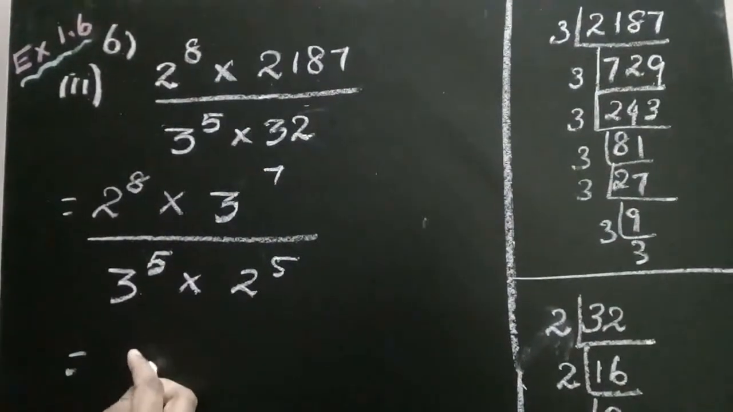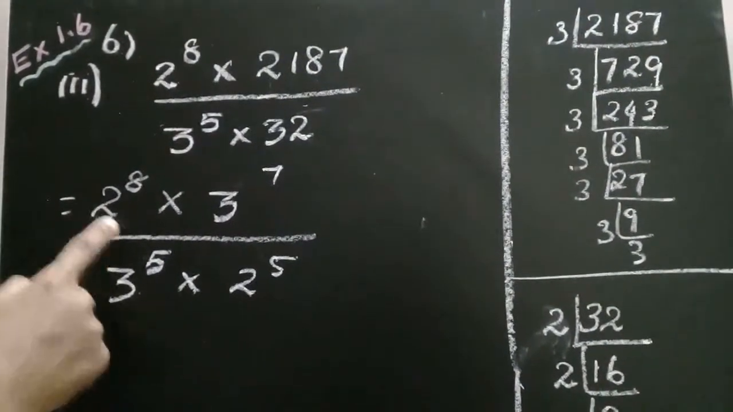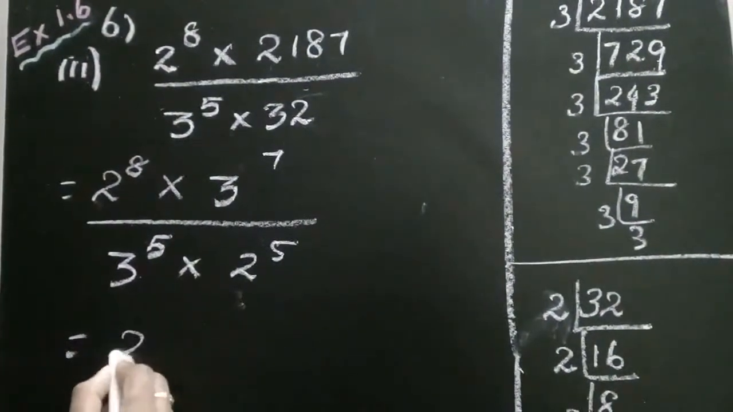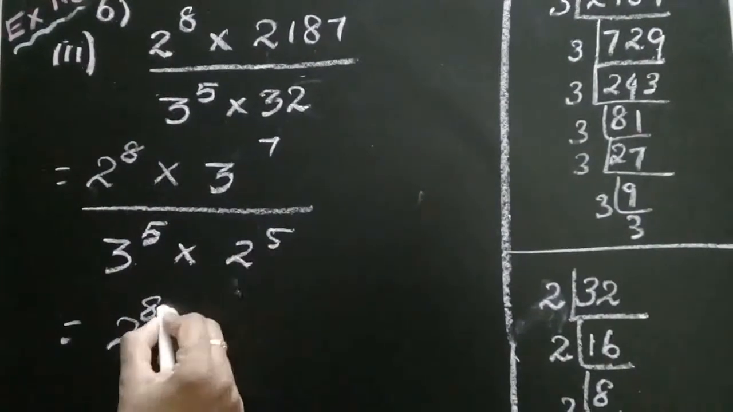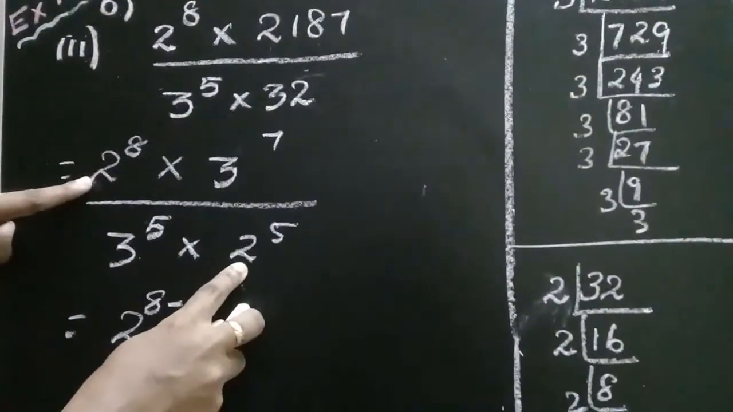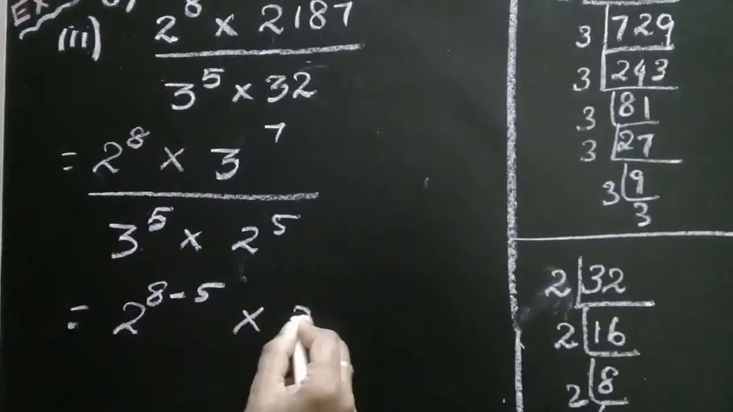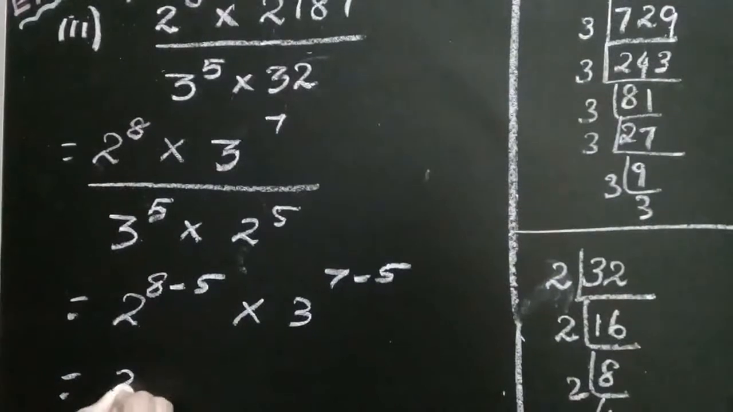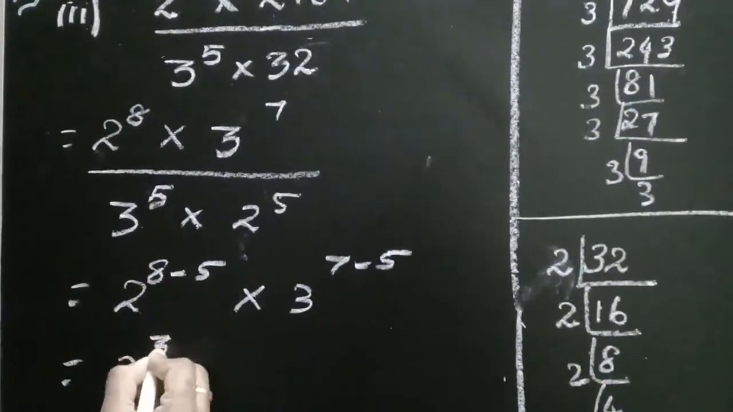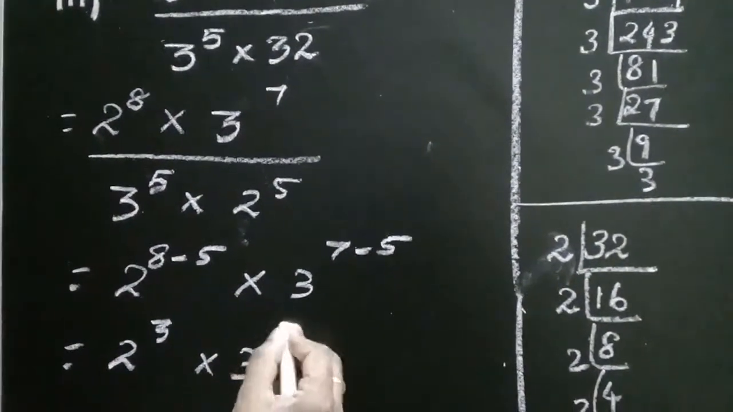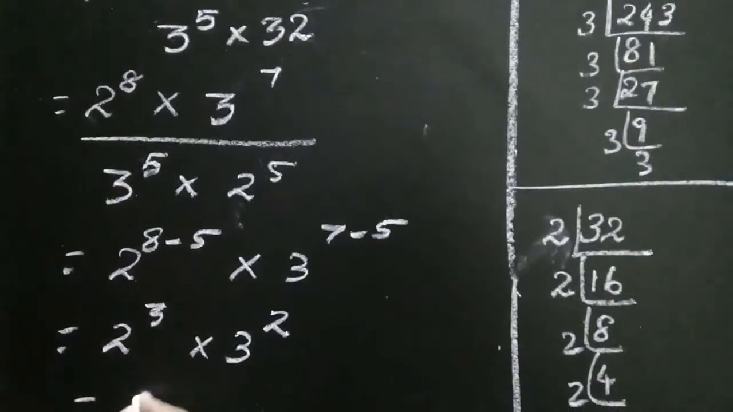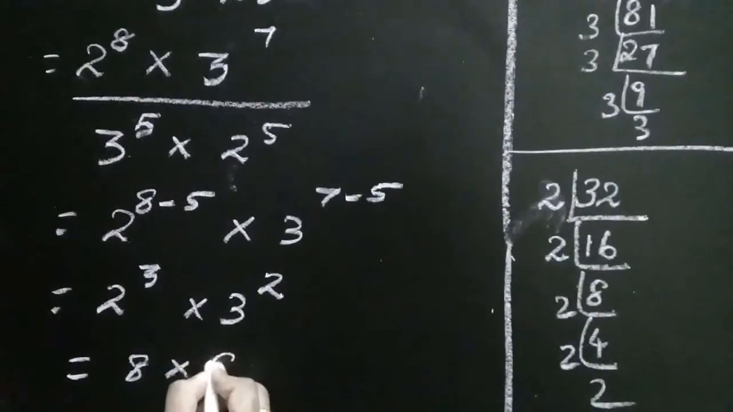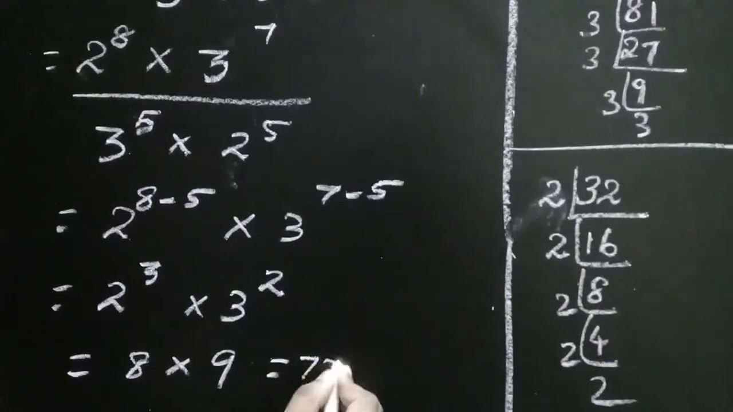So here we have to apply the division formula, a power m divided by a power n equal to, we should subtract the power. So 2 power 8 minus 5. First we have to combine the base 2, then 3 power 7 minus 5. So 2 power 8 minus 5, the answer is 3, into 3 power 7 minus 5, 2. So 2 power 3 value is 2 2s are 4, 4 2s are 8, into 3 square value is 9. So 8 9s are 72 is the answer.